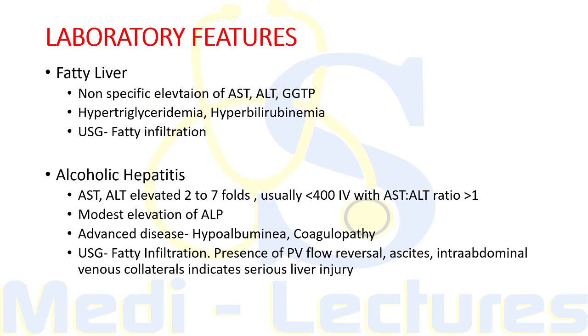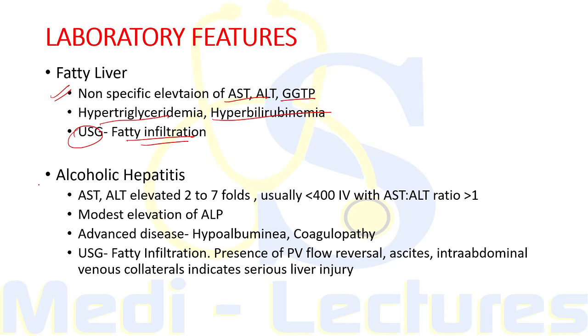Now, coming on to the laboratory features. First, we will discuss the fatty liver. Patients with alcoholic liver disease are often identified through routine screening tests. In fatty liver, there are non-specific and modest elevations of AST, ALT, and GGT, often associated with hypertriglyceridemia and hyperbilirubinemia. When we do the ultrasound, there will be fatty infiltration seen in the liver.